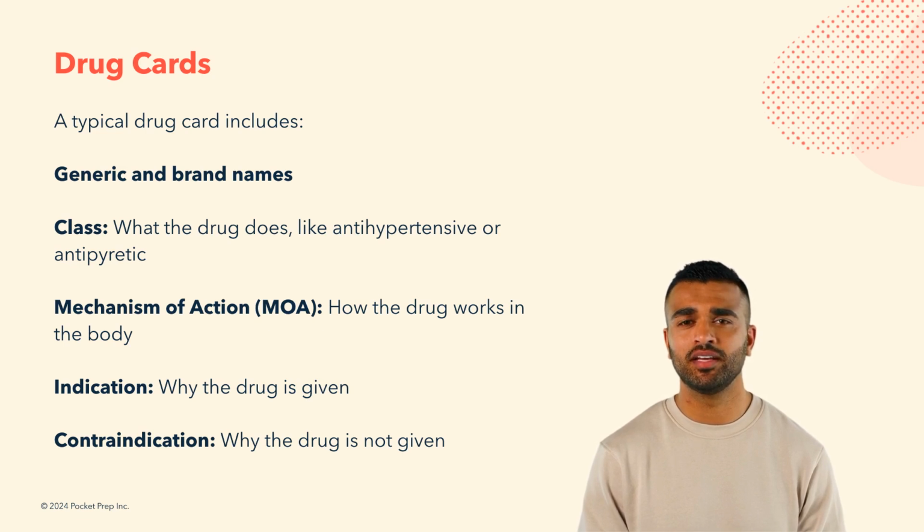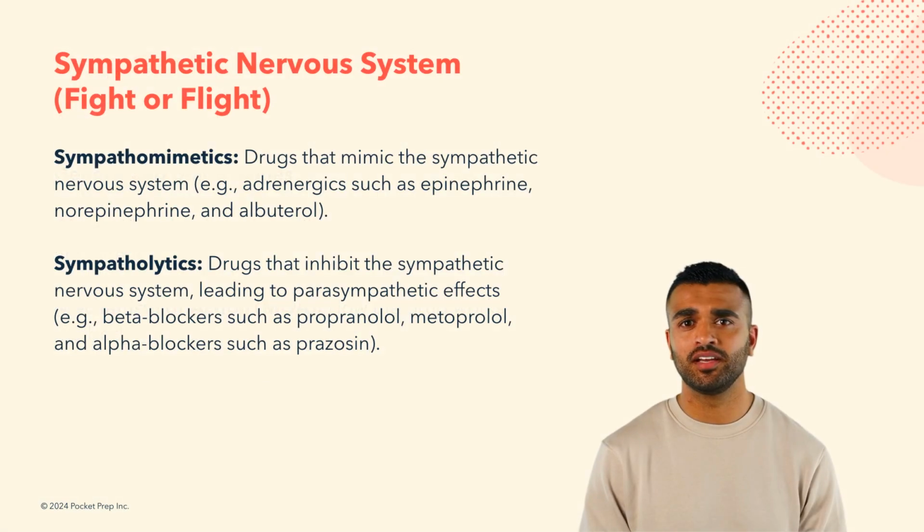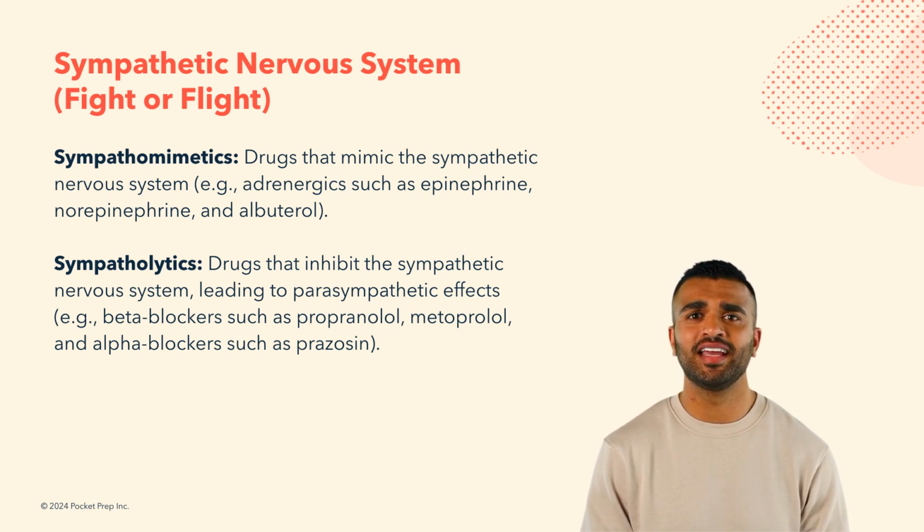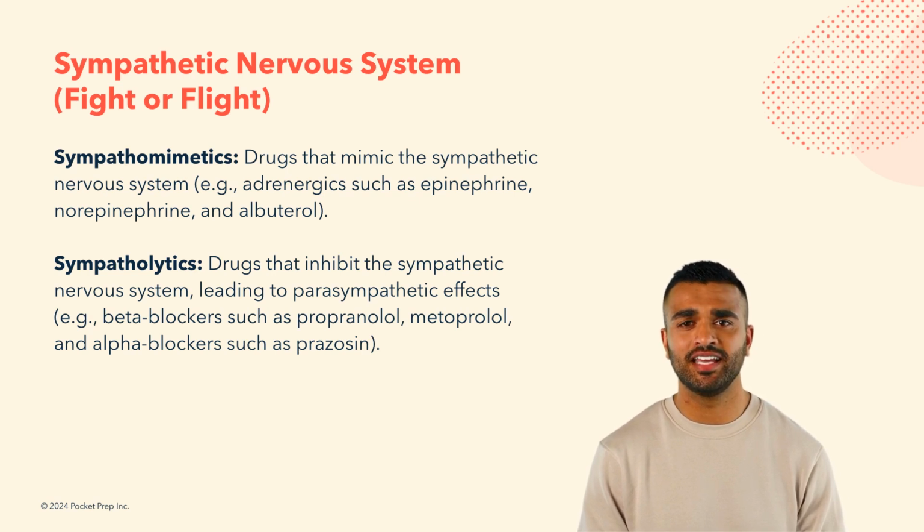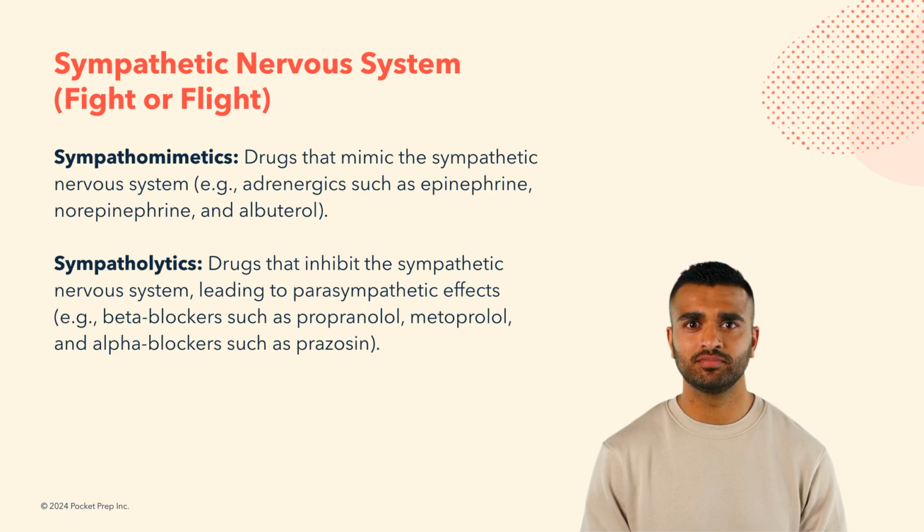Next up, let's talk about the sympathetic and parasympathetic nervous systems. Think of the sympathetic nervous system as the body's fight or flight mode. Think of running away from a bear. Your pupils dilate, heart rate and blood pressure go up, respiratory rate increases, and digestion slows. Sympathomimetics are drugs that mimic the sympathetic nervous system. Sympatholytics are drugs that inhibit the sympathetic nervous system, leading to parasympathetic effects.